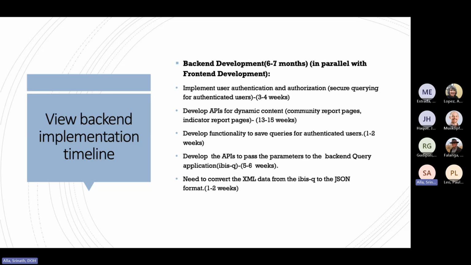And developing the APIs for the community reports and indicator reports, I would say it's a 13 to 15 weeks job. There are around, I don't remember the exact number actually, around 15 to 25 APIs. So it would take around 13 to 15 weeks. I've given 2 to 3 days per API.